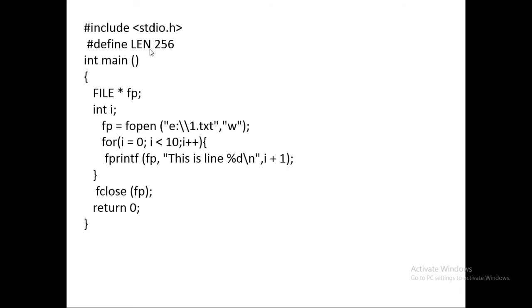So the first line, the fp is our file pointer, int i we are using for the looping statement. fp is equal to fopen of, it means that E is the drive. From the drive itself, the 1.txt file is going to open for writing. And for i is equal to 0, i less than 10, i plus plus, I think you know that, 0, 1, 2, 3, 4, 5, 6, 7, 8, 9. And fprintf of fp, it means that whatever you put in fprintf will be saved in that file pointer. The file pointer denotes the 1.txt file.